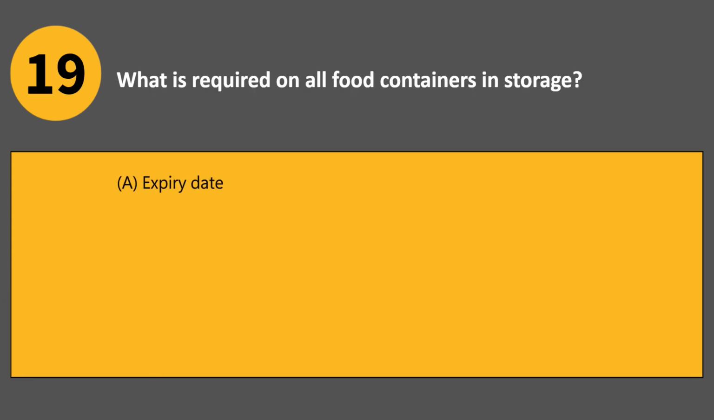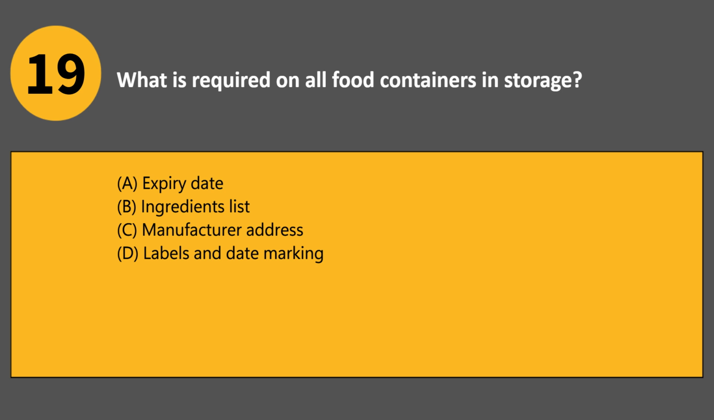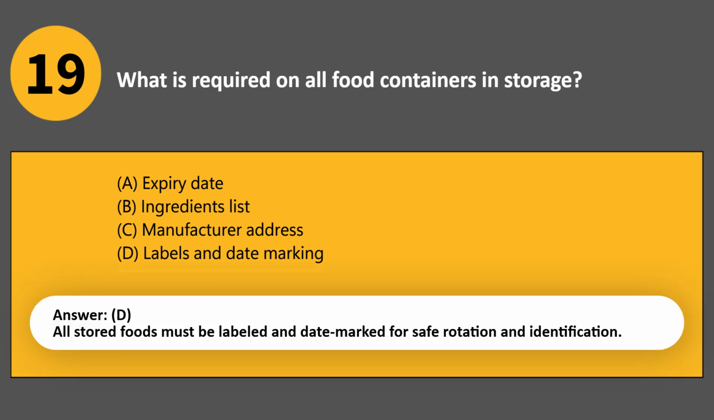What is required on all food containers in storage? A. Expiry date. B. Ingredients list. C. Manufacturer address. D. Labels and date marking. Answer, D. All stored foods must be labeled and date marked for safe rotation and identification.